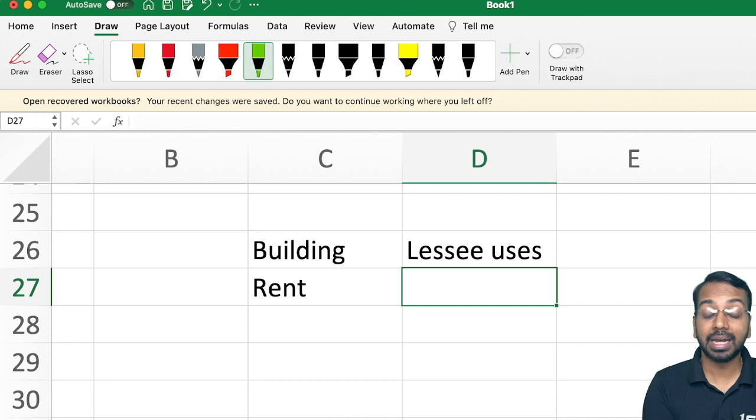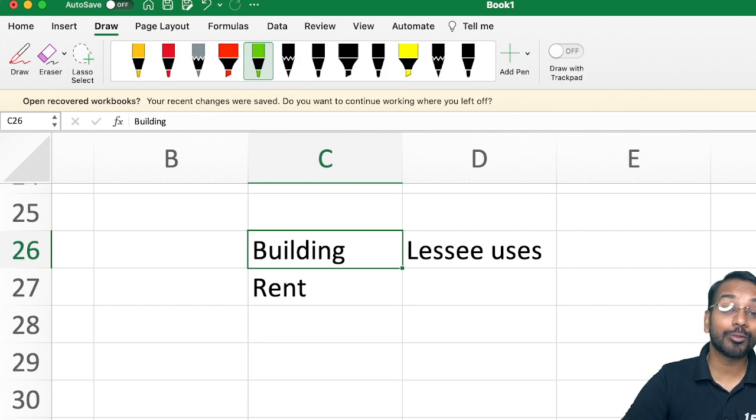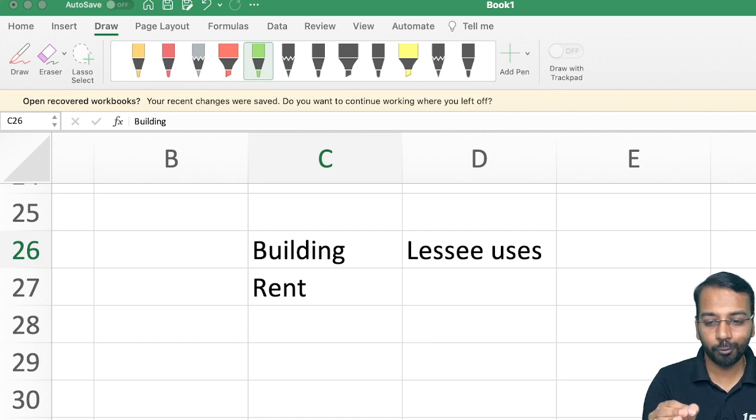Now, if the lessee uses the building, the lessee should get the benefit of using the building. But the building also appreciates. That is, if I own the building, the value of the building goes up. So I get some benefit because of the ownership of the building. Now tell me, who has the right to enjoy the appreciation of value of the building? The lessor or the lessee? Should the lessee enjoy it, or should the lessor enjoy it?